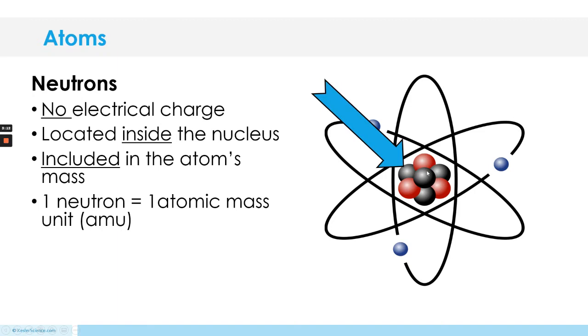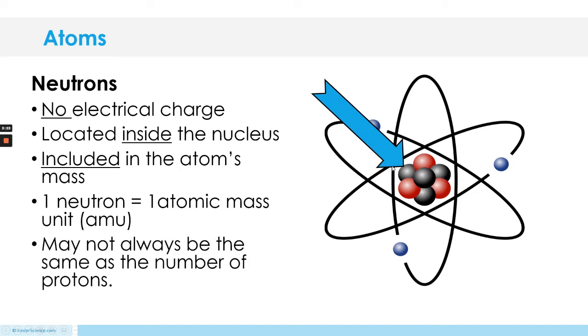So one neutron also has the atomic mass of 1 AMU. So protons and neutrons make up the mass. They both have mass. Sometimes this is the same as the number of neutrons, but not always. You have to use 8-man to figure that out.